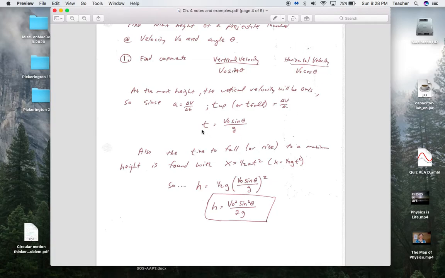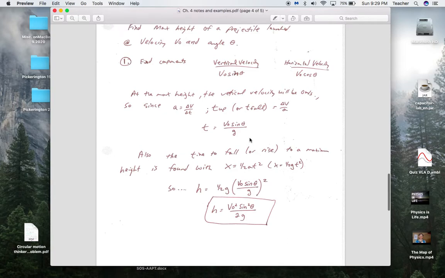So the time to get to the top, since we're looking at delta v over delta t as acceleration, we could say is V0 sine theta minus 0, and a is g. If I rearrange this, say that t is equal to delta v over a, or t equals delta v over g, so that's the time to get to the top of the path. So that's an interesting derivation there. The time to fall or rise to a maximum height can be found with this.